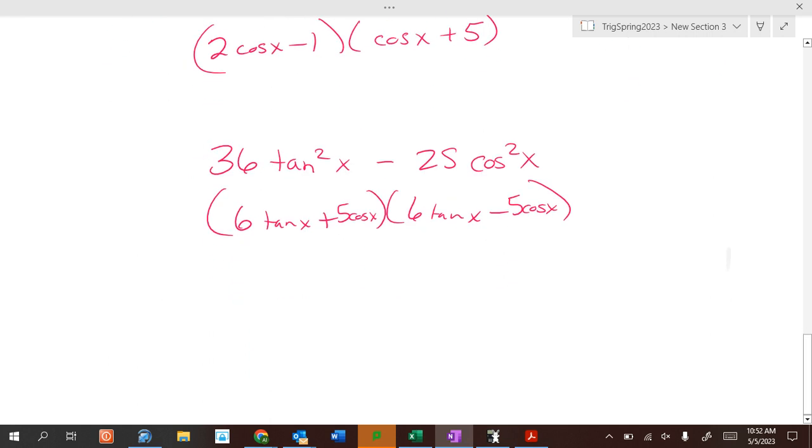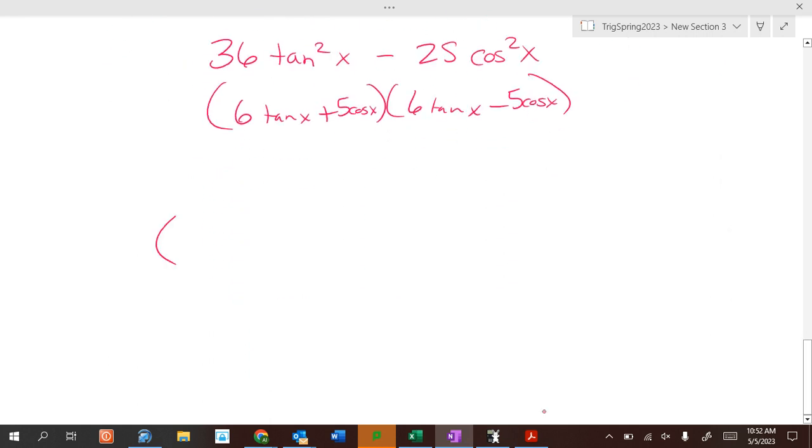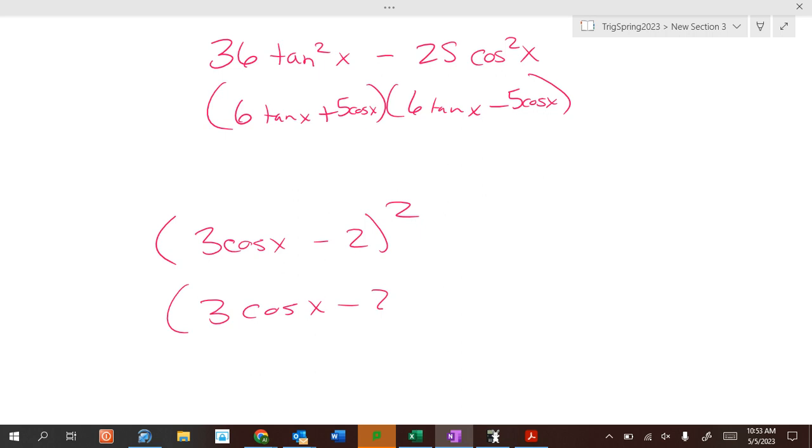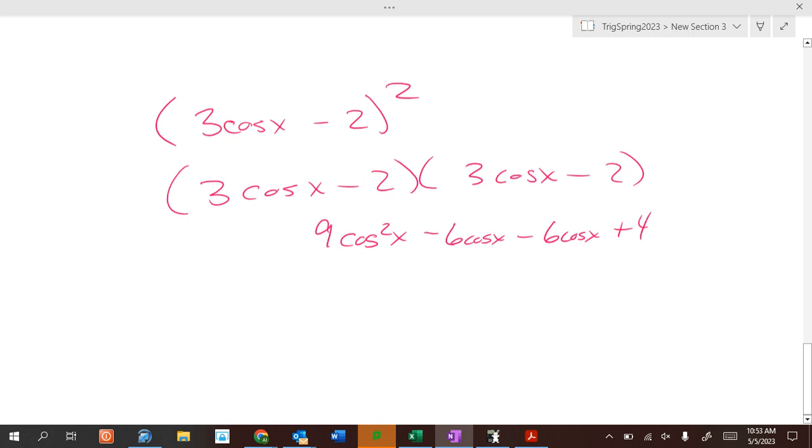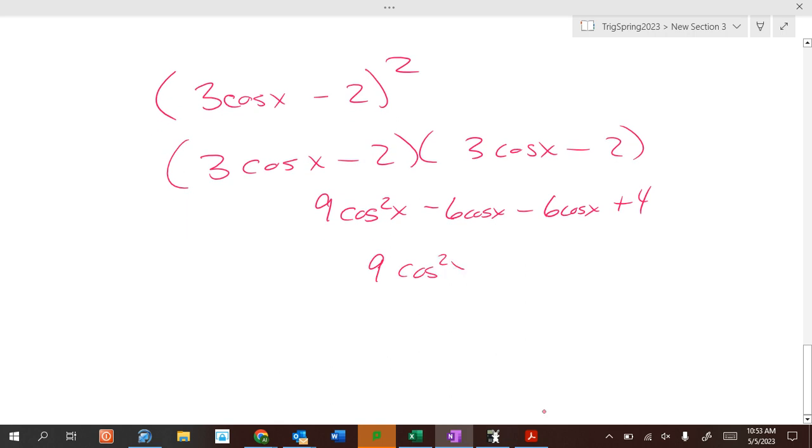So yeah, you'll have other factoring to do, but I'm just giving you a little overview. Then if we have 3 cosine of x minus 2 quantity squared, what do we do? Write it twice and FOIL. So it's 9 cosine squared of x. Outers is minus 6 cosine of x. Inners is minus 6 cosine of x. Last is plus 4. So it's 9 cosine squared of x minus 12 cosine of x plus 4.